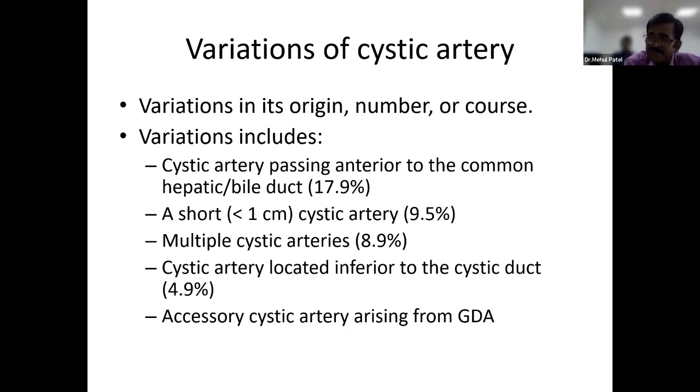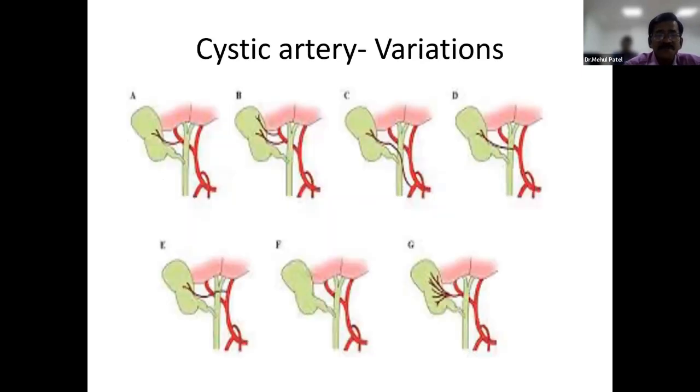It can be multiple cystic arteries. An accessory cystic artery may arise from the gastroduodenal artery. And sometimes the cystic artery may lie inferior to the cystic duct. So you have to keep in mind that there are some variations of the cystic artery. So these are the important variations.